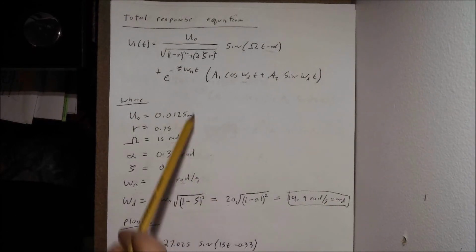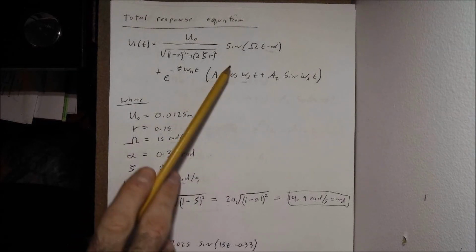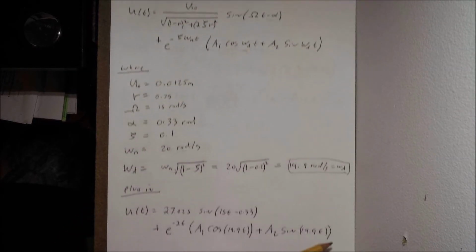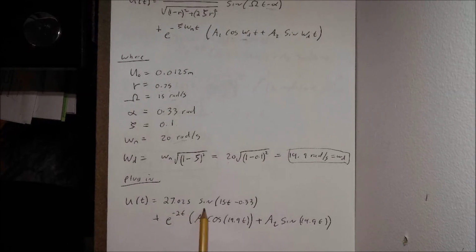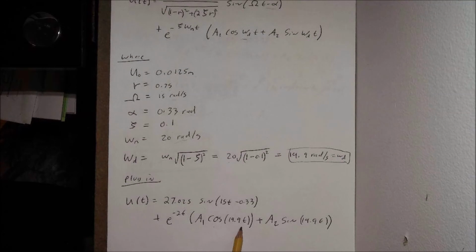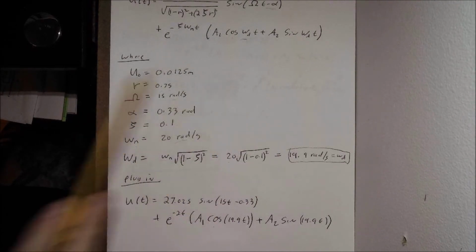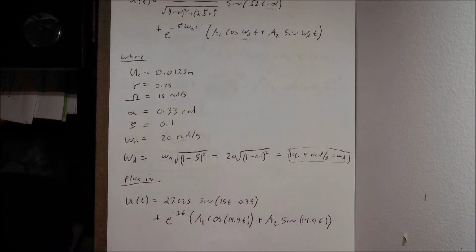So we can take all of these known values and plug back in up here to reduce and simplify. We plug back into this governing equation, and what we end up with is u sub t is equal to 27.025 times the sine of 15t minus 0.033, plus e to the negative 2t times a1 times the cosine of 19.9t plus a2 times the sine of 19.9t. So this is reduced and simplified with all of our known values plugged into that total response equation.